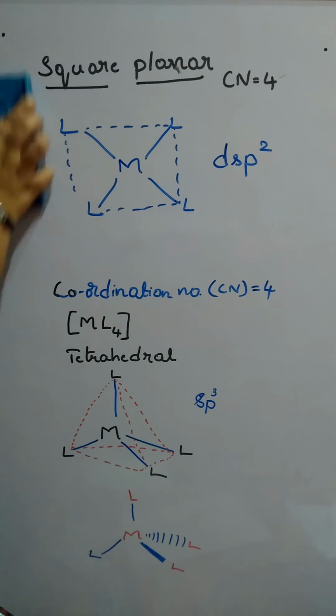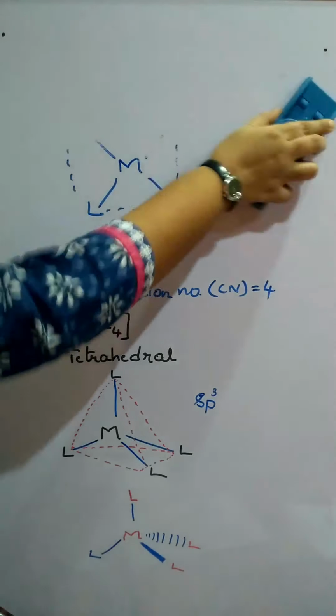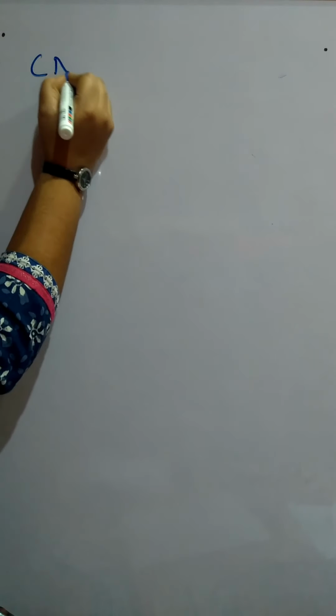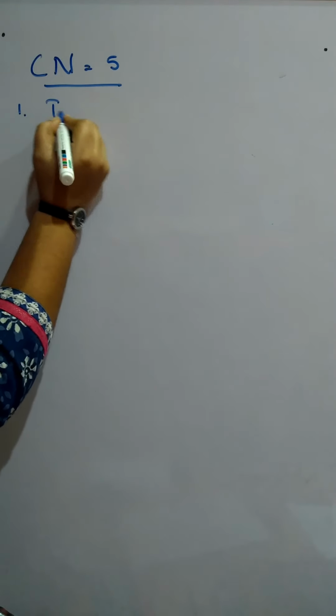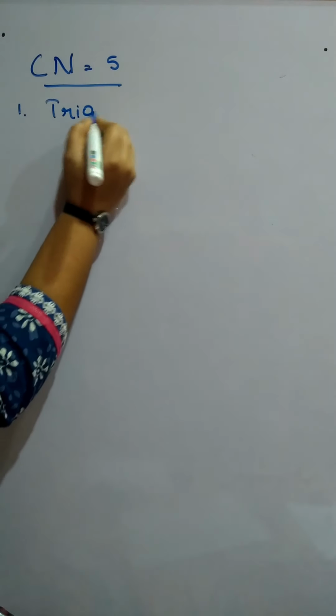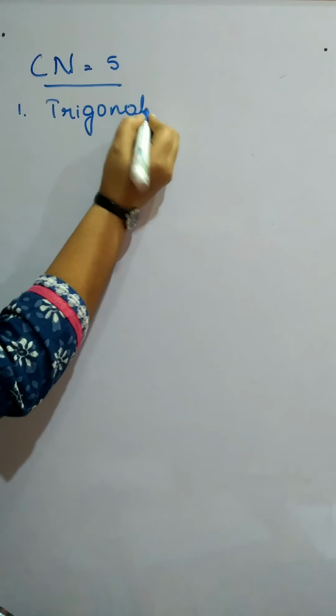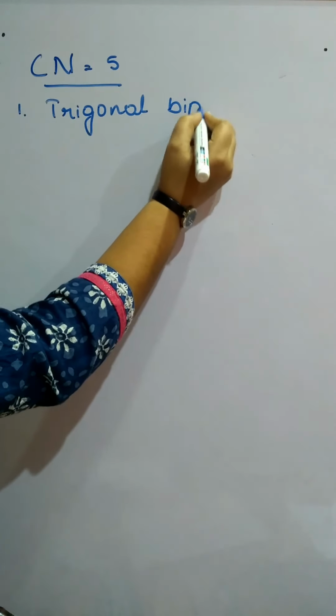Next we will move on to coordination number 5. If coordination number 5 is there, same thing, there are two possible arrangements. One is trigonal bipyramidal.